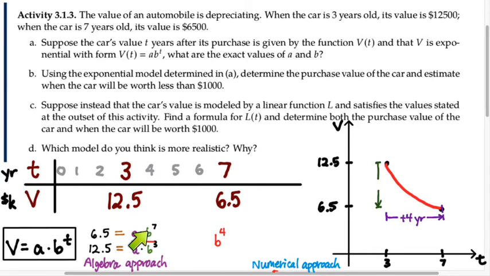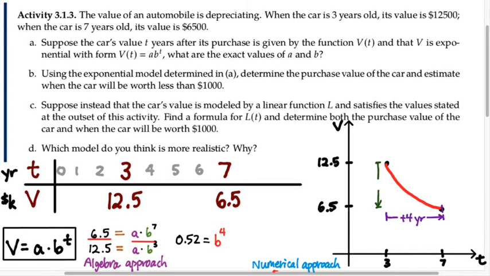But if I do that with these two quantities, I know those quantities each by another name as well. A times b to the seventh I know by the name 6.5. This I know by the name 12.5. So what does b to the fourth equal? 6.5 divided by 12.5. We carry out that arithmetic. That gives us 0.52.